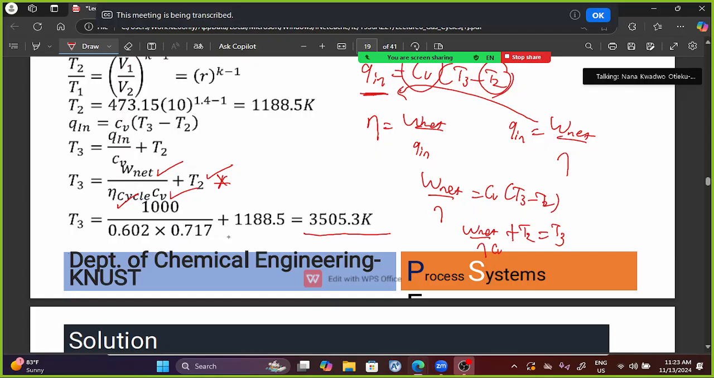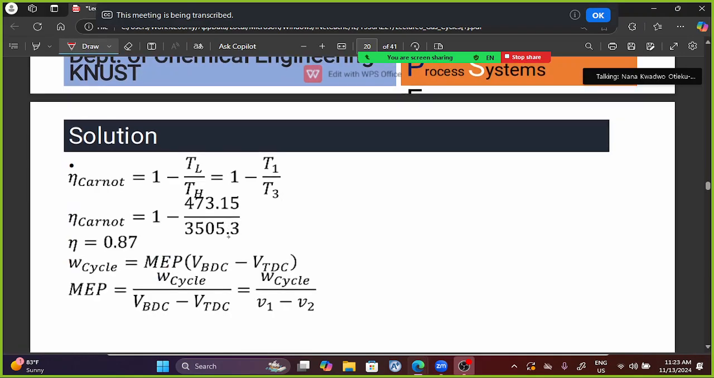Now that we have our T3, we can find the efficiency of the Carnot version of this system. So that's going to be 1 minus the T lower over the T higher, right? So the lower temperature was at T1, so that's the 473.15, and then the higher was at T3. If we just calculate it, this is the value we are going to get for the efficiency of the Carnot cycle.